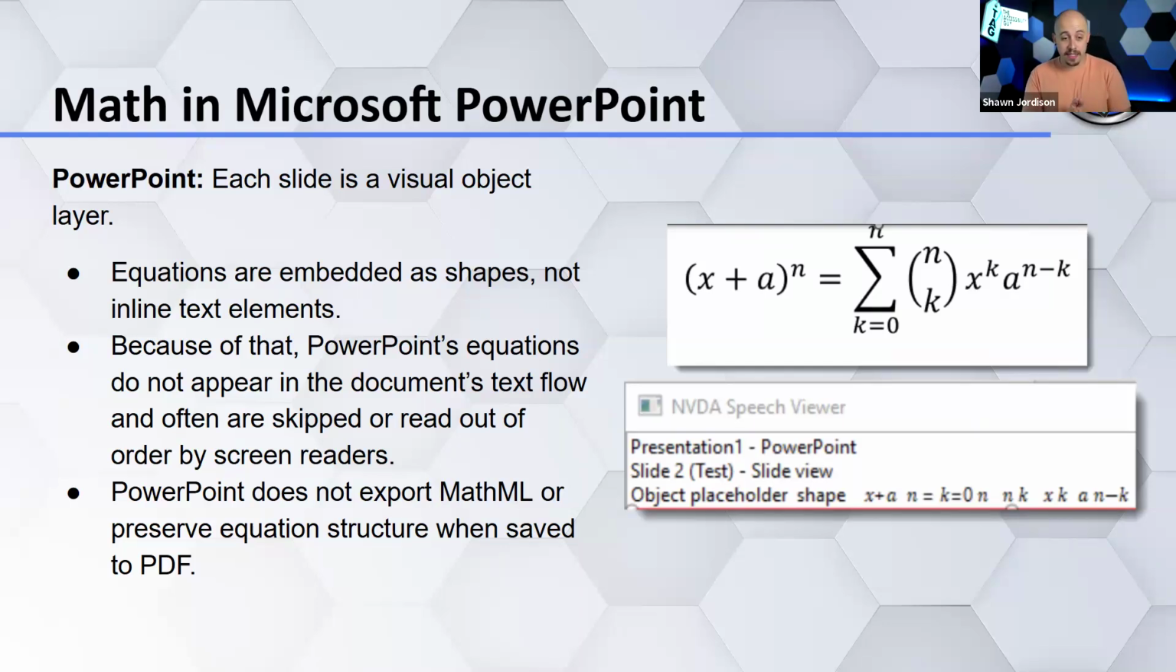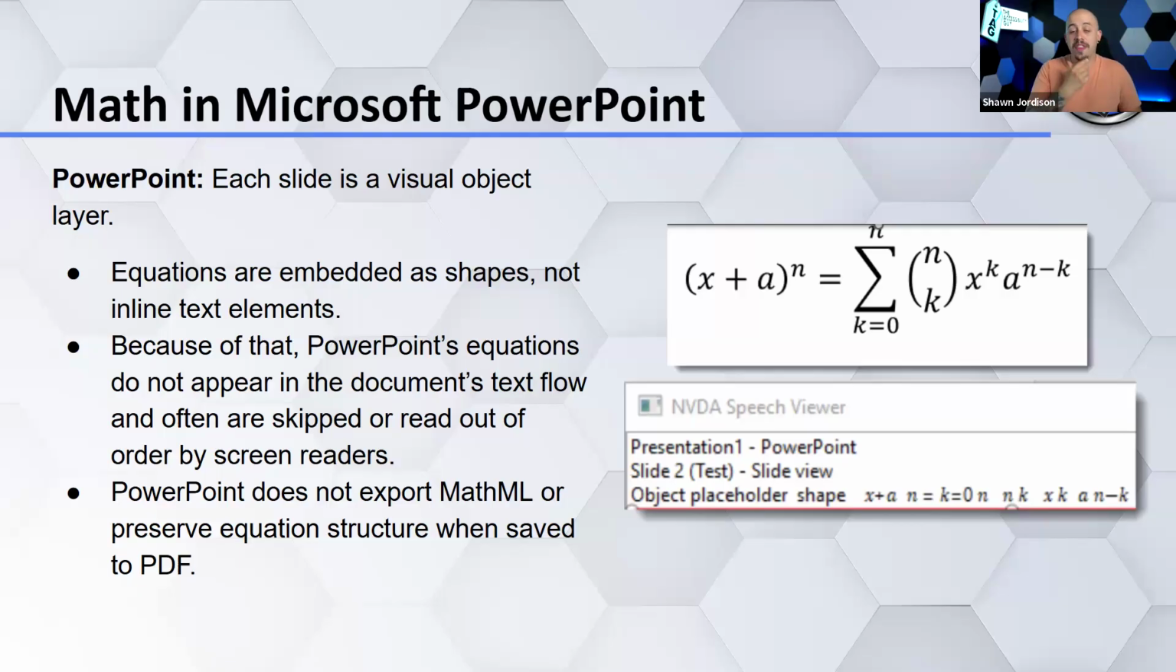So in PowerPoint, each slide is a visual object layer. Equations are actually embedded as shapes, not inline text elements, which is what would be needed for accessibility. Because of that, PowerPoint's equations do not appear in the document's text flow and are often skipped or read out of order by screen readers. PowerPoint does not export MathML or preserve equation structure when saved to PDF. Not that we're going to be doing that to PDF, but it really doesn't do it well.